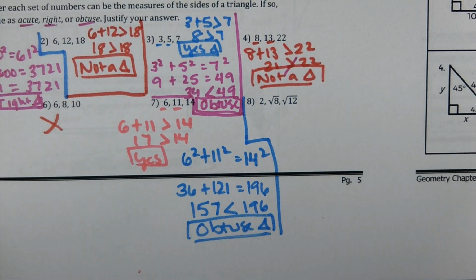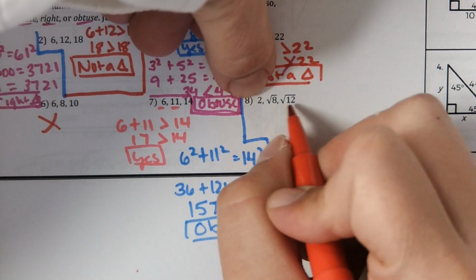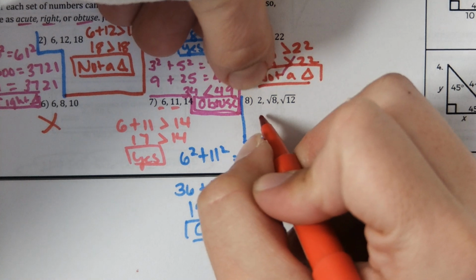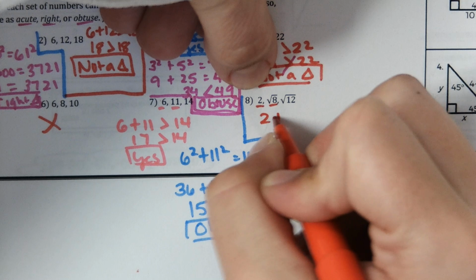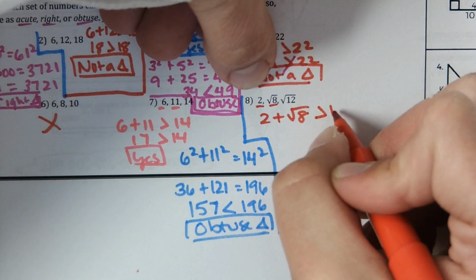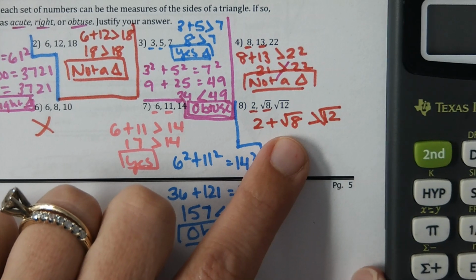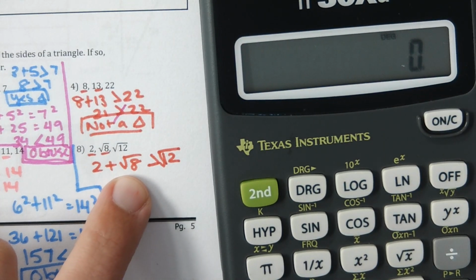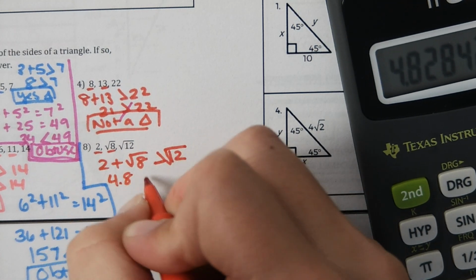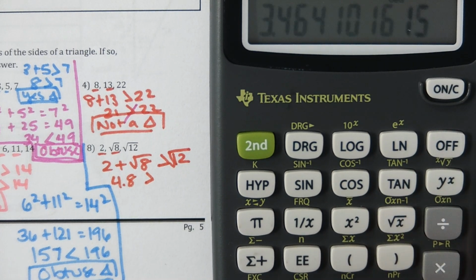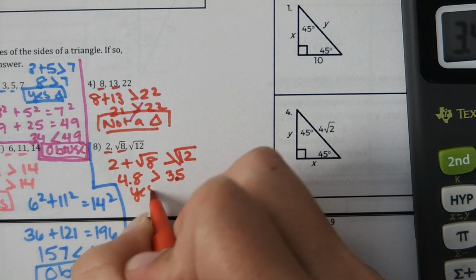Okay, number 8, I definitely wanted to include because it has the radicals. But don't be afraid because it actually comes out, even though this looks complicated, it's not a complicated problem. So first we need to determine if the two shortest sides added together is longer than the third. So 2 plus square root of 8, is that bigger than square root of 12? You can use a calculator. Square root of 8 plus 2 is 4.8. Is that bigger than square root of 12? That would be 3.5. So yes to being a triangle.